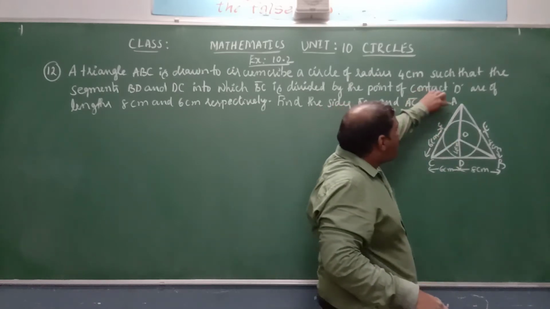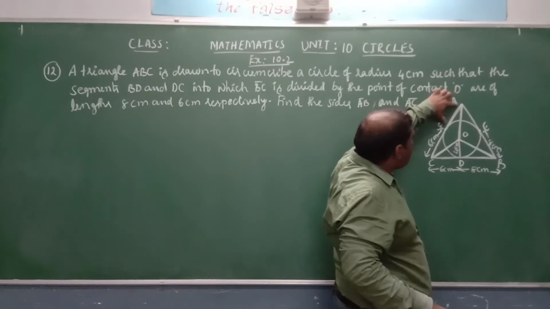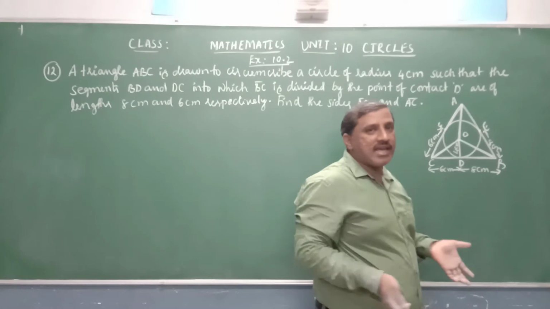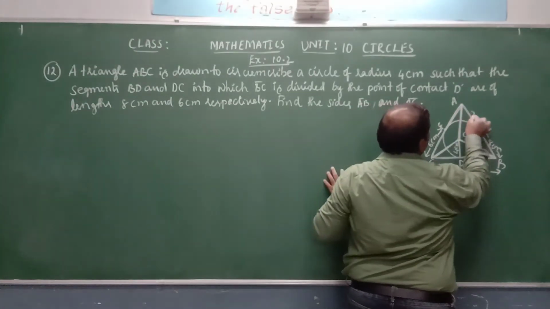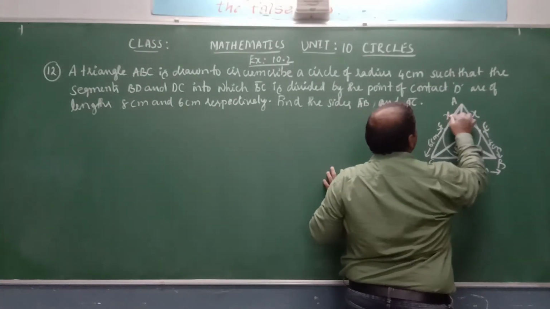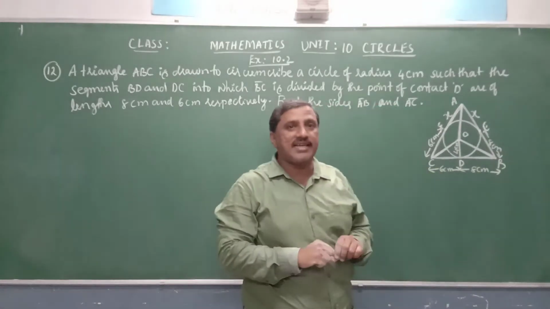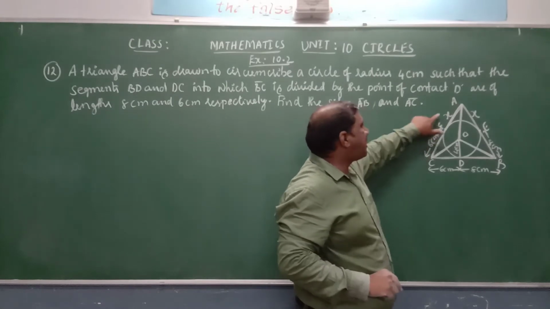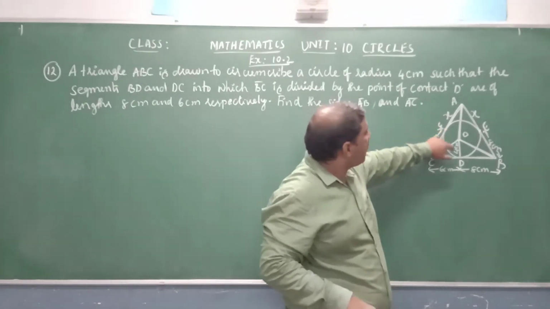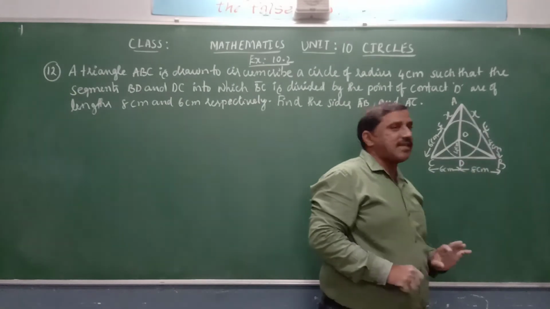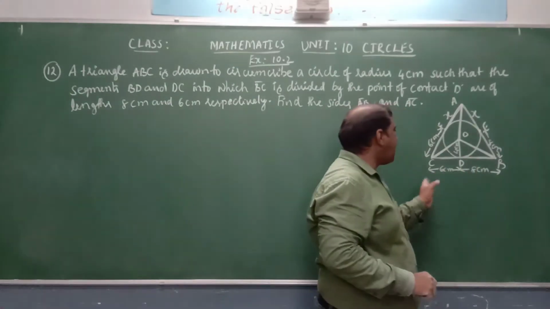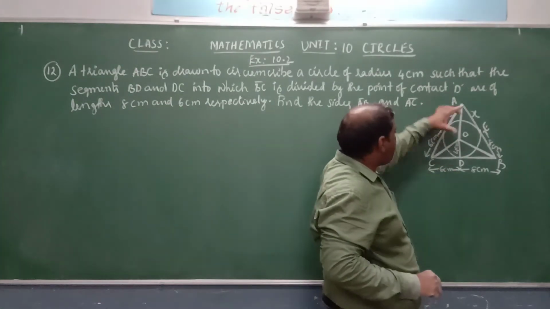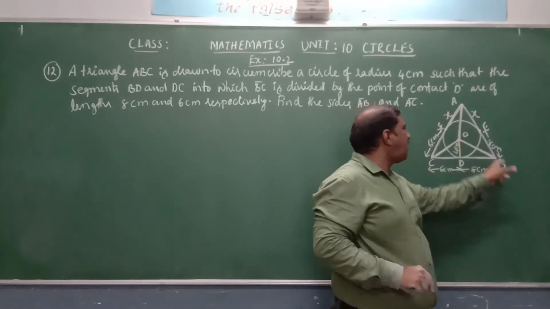Now we know from point A, the length of AF and the length of AE are also equal. We don't know what they are. Let AE be x centimeters and AF is also x centimeters as they are equal. Now what is AC equal to? 6 plus x, or x plus 6. Length of AB is x plus 8. Length of BC is 8 plus 6, that is 14.